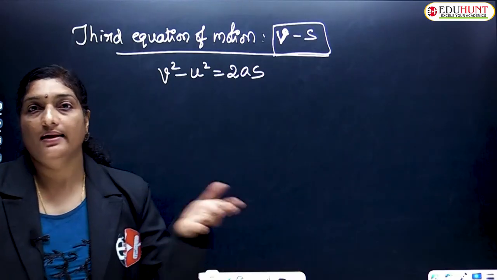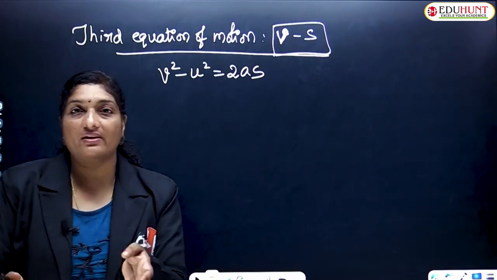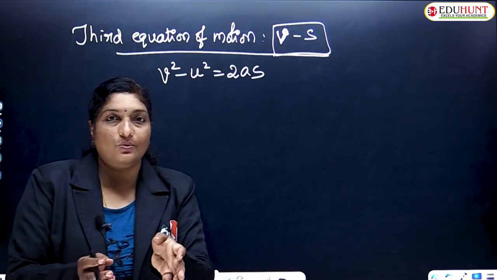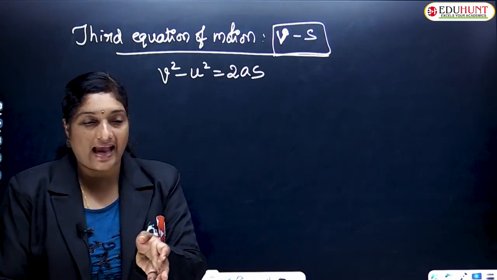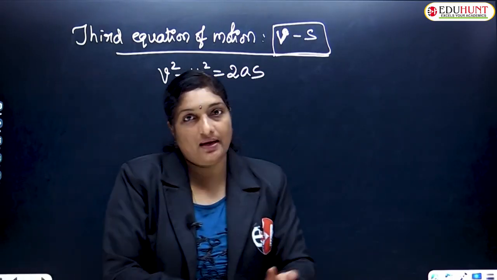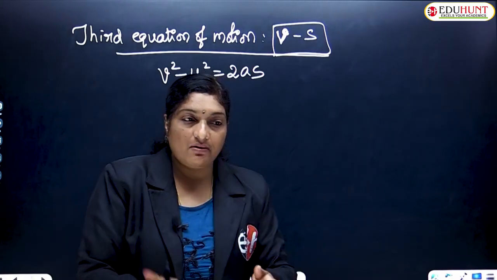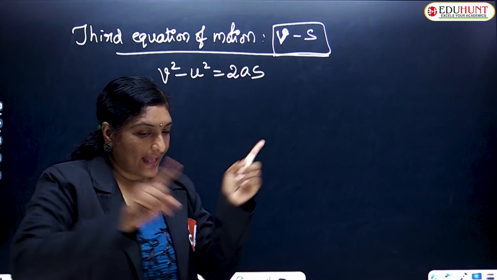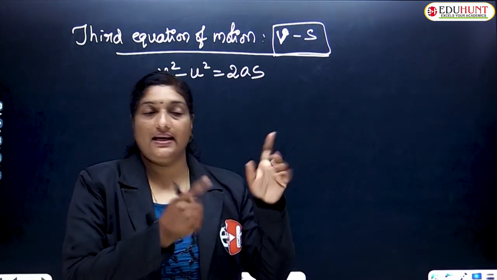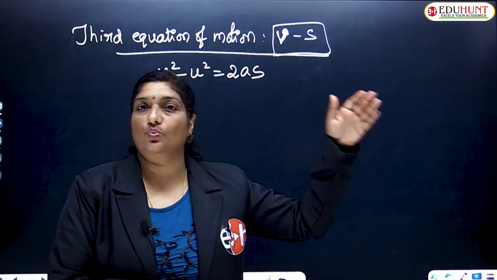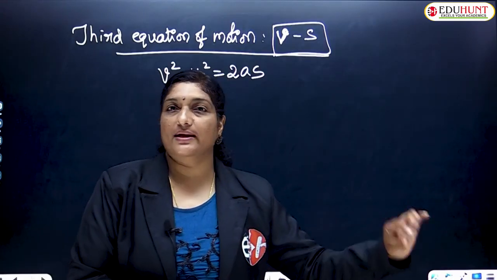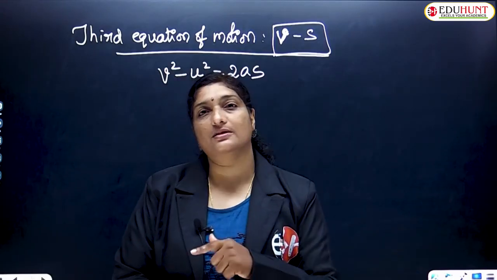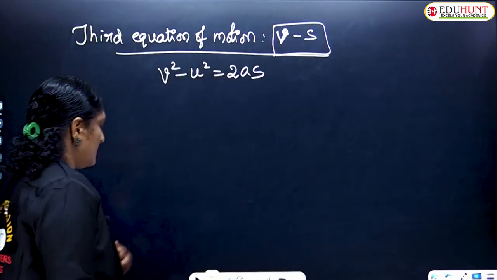Let us consider a body moving initially with velocity u, and whenever some force is acting on that, the body is uniformly accelerated with some a, and as long as it is being accelerated, its velocity changes to v after covering the displacement s. So hence v square minus u square equals 2as.